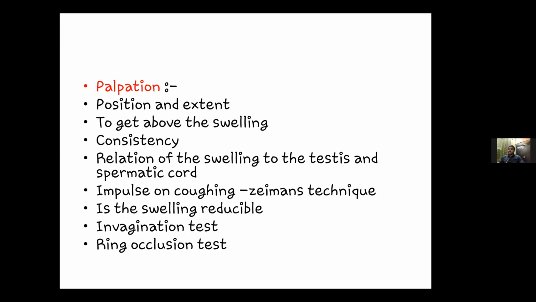Next, it is the ring occlusion test. The ring occlusion test usually is a confirmatory test which differentiates between the direct and indirect hernia, in which the surgeon puts his finger in the deep inguinal ring and the patient is again made to cough. If the hernial content is seen, it is usually a case of direct hernia. If it is not present, it is a case of indirect hernia.